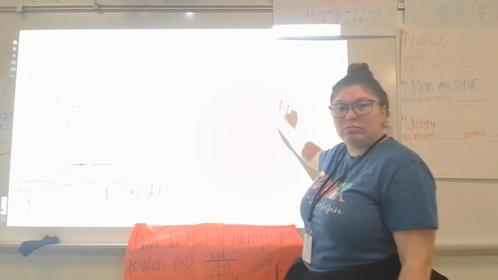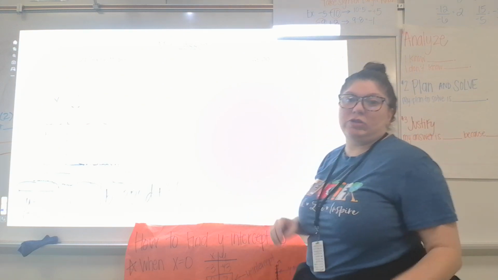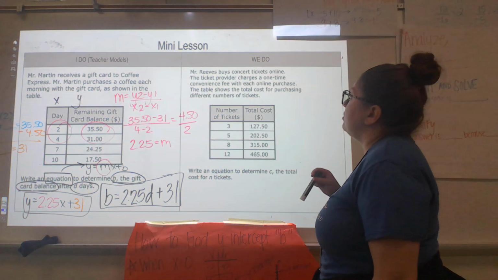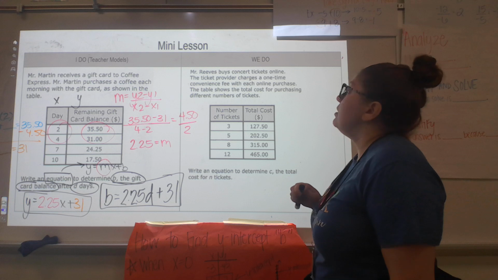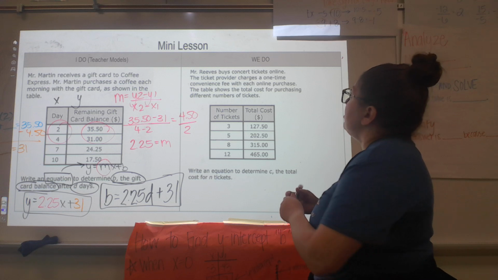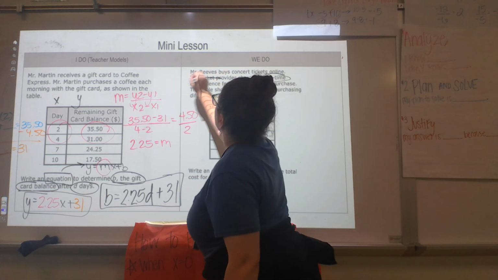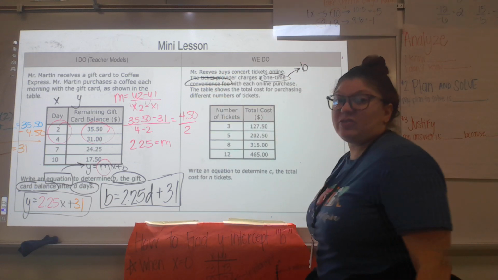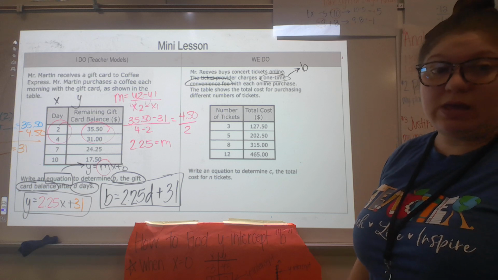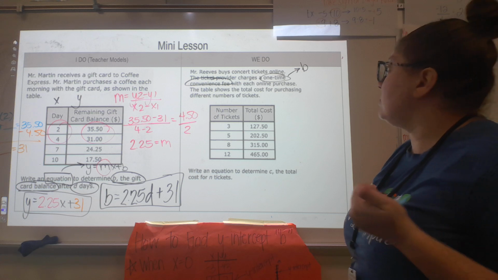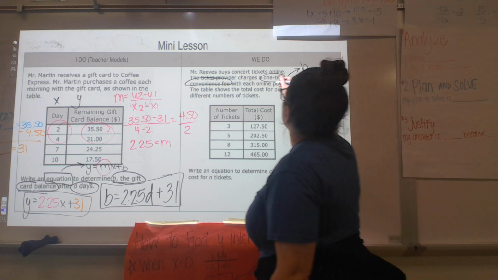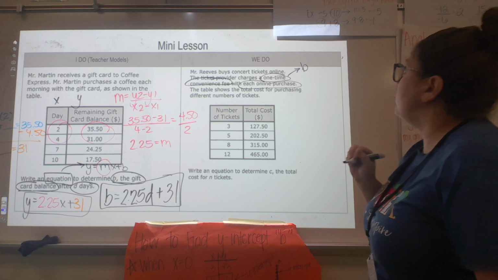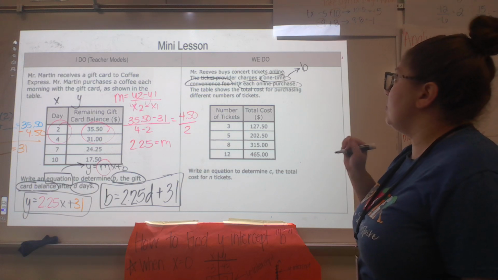I'm going to go ahead and read while we wait on the screen to pop up. There it goes. Okay, so Mr. Reeves buys concert tickets online. The ticket provider charges a one-time convenience fee with each online purchase. So remember, that's going to be my B, because B is talking about fees and one-time amounts, our initial amounts. The table shows the total cost for purchasing each number of tickets.